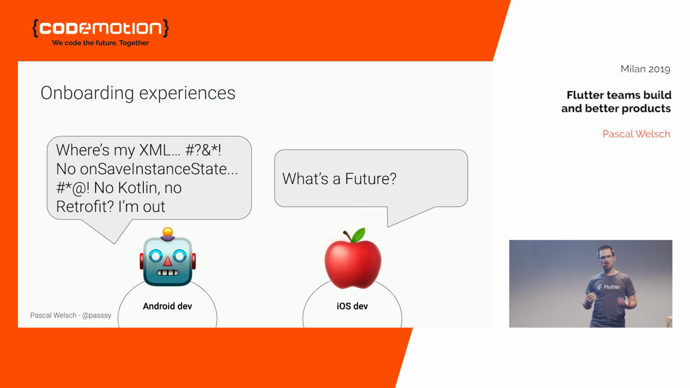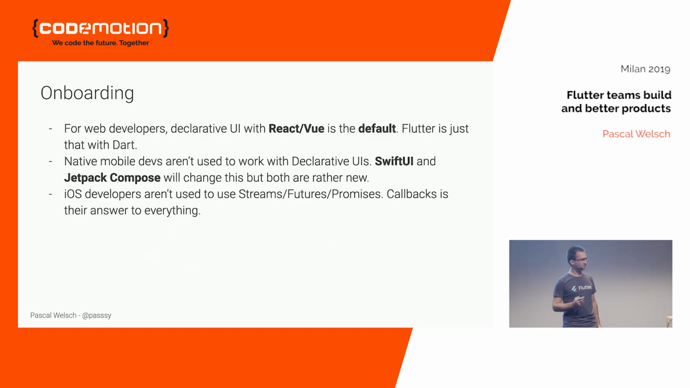The only thing I noticed is that iOS developers usually work with callbacks all the time. Here a callback, here a callback. It's like callback hell, and they are used to it, and they never heard of something like a promise or a future. Streams and Rx are just new to them, and you really have to keep that in mind. So basically, everything I've just said, React or Vue is very similar to Flutter. If you're used to one of those, migrating to another is very easy.